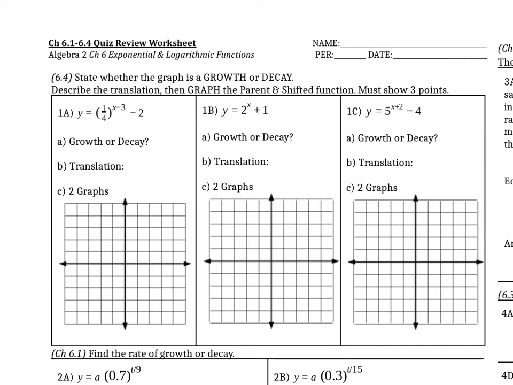So let's do 1A. We want to decide whether this is growth or decay. So it is 1/4, that is less than 1. So that tells us that b value, since that's less than 1 here, is a decay. Okay, so we do this first of all. Then we look at how it is translated. This is with the x, so that tells us it goes right 3. And the -2 here tells us it goes down 2.